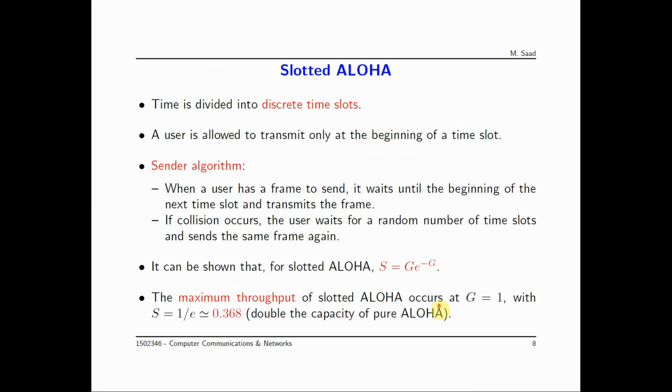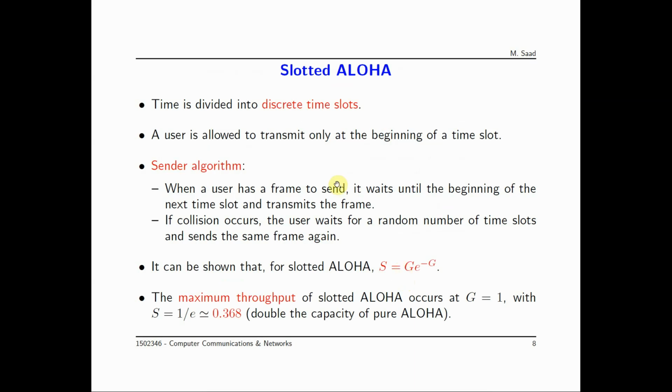This is pure Aloha. Now, a slightly modified version of Aloha is called slotted Aloha, and we're just doing a small trick that improves this throughput. Basically, it doubles the throughput from 18% to 36%. So what is slotted Aloha? Slotted Aloha simply works as follows.